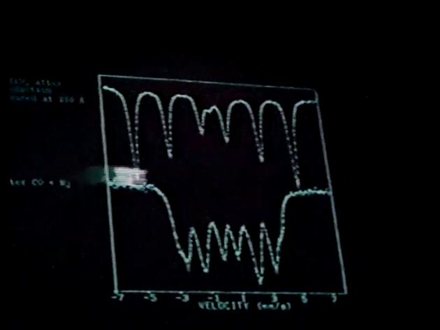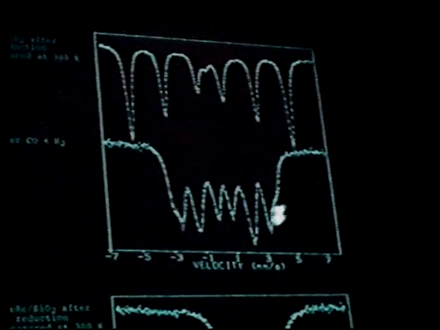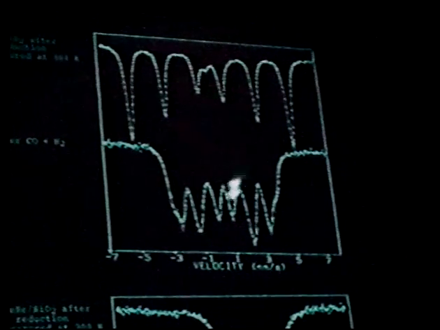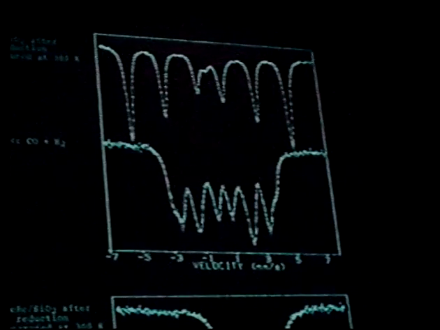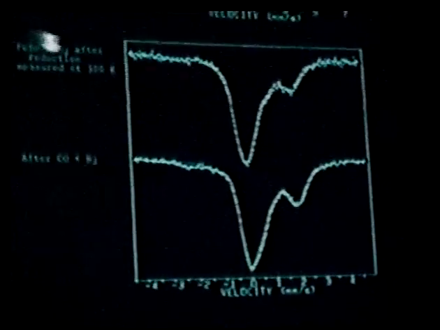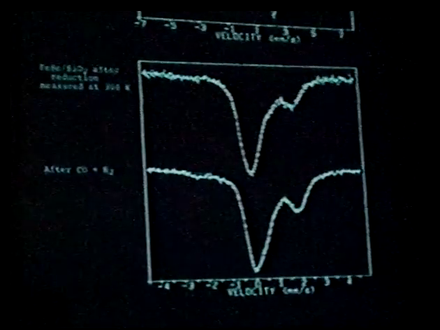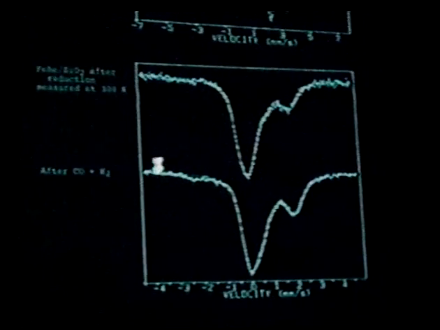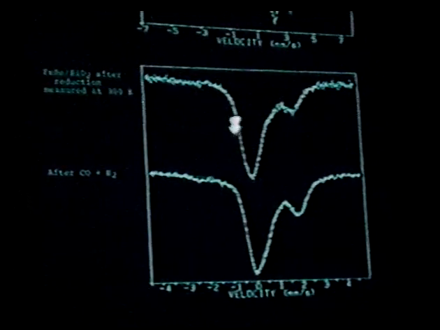After CO plus hydrogen reaction, it is completely or nearly fully converted into carbide, inactive carbide, and as a result, the reaction rate decreased tremendously, so the catalyst is deactivated very fast. On the other hand, in the case of iron rhenium system, after reduction, you have a superparamagnetic component here. And after CO plus hydrogen reaction, you have nearly the same spectrum, which means that your iron particle is stabilized.